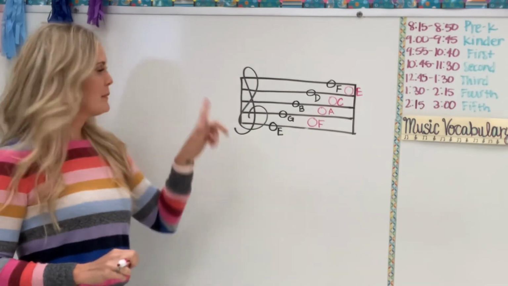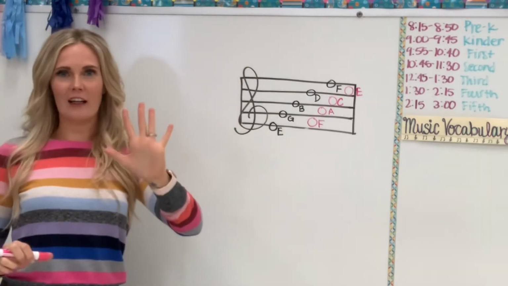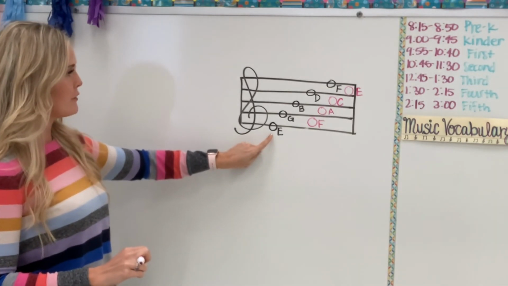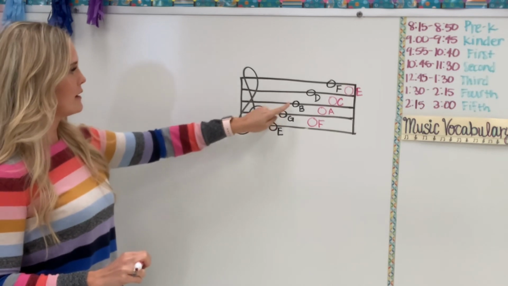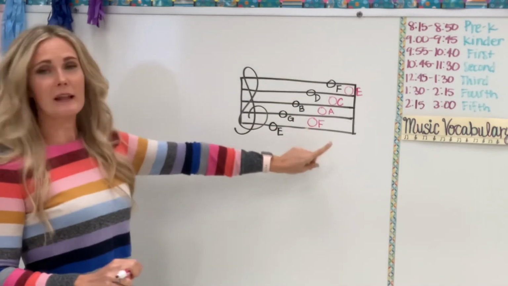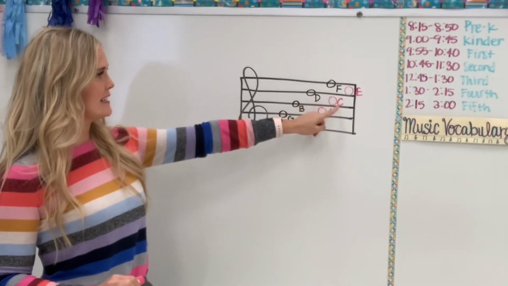So one more time, treble clef. We've got our staff, 5 lines, 4 spaces. We've got our line notes starting from the bottom. Every good boy does fine. And then we've got our space notes spelling face from the bottom to top. F-A-C-E.